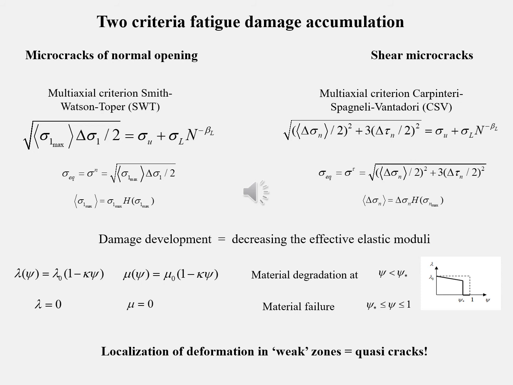When we are using one of the multi-axial criteria, we'll have the following expression for the equivalent stress, written here at the top. We can use different criteria. For example, here we introduce one criterion for normal crack opening, and a second one for shear crack opening on the right-hand side. After the integration and all the calculations, we have such an equation for those two criteria.